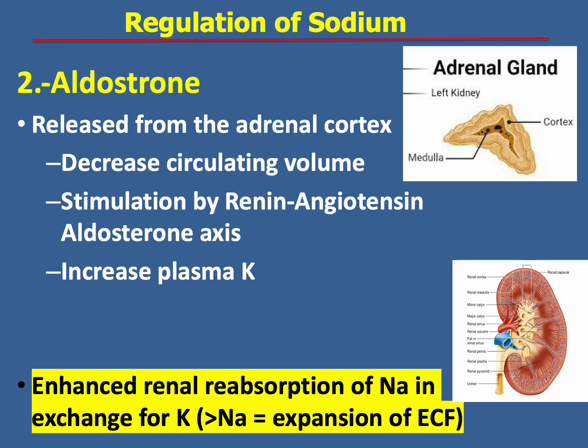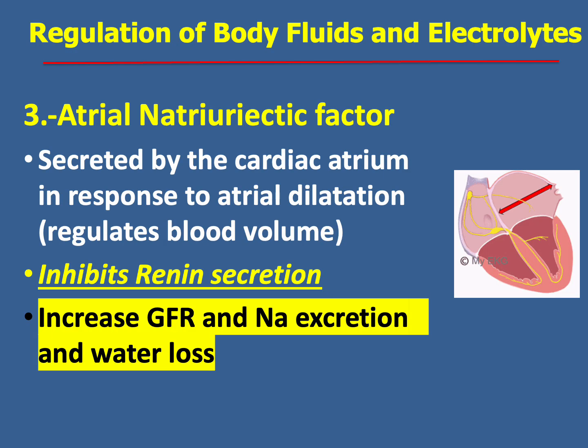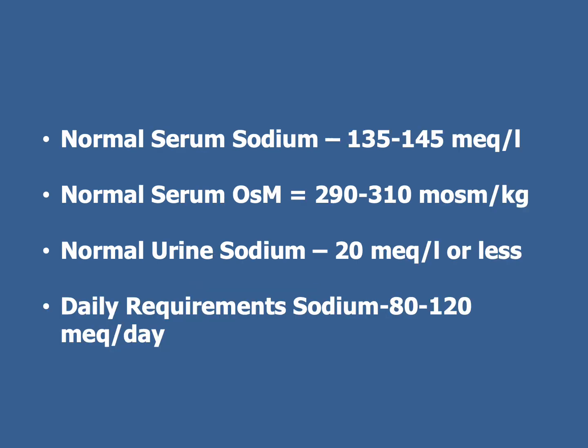Atrial natriuretic peptide is secreted by the cardiac atrium in response to atrial dilatation caused by excess volume, and it inhibits renin secretion and increases sodium excretion and therefore water loss. The normal serum sodium is 135 to 145 milliequivalents per liter. Normal serum osmolarity is 290 to 310, and the normal urine sodium is 20 milliequivalents per liter or less. Daily requirements for sodium are 80 to 120 milliequivalents per day.